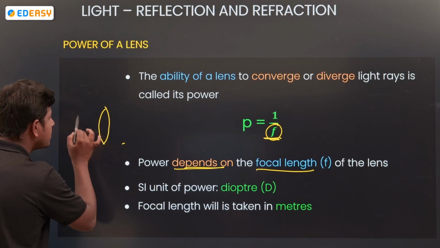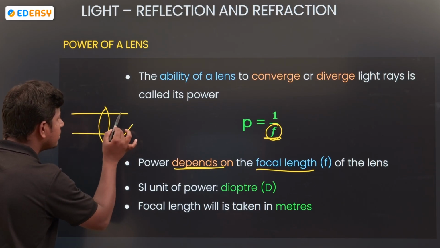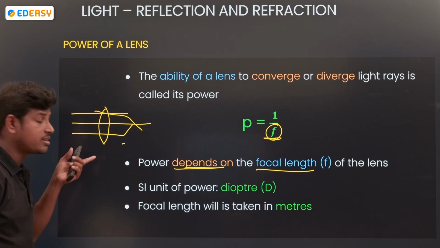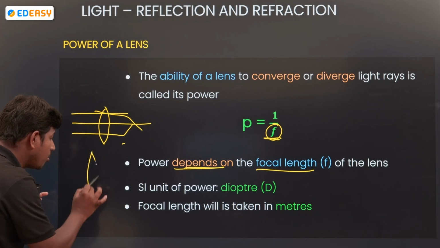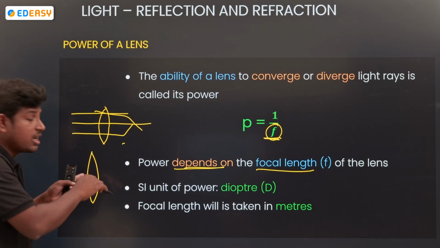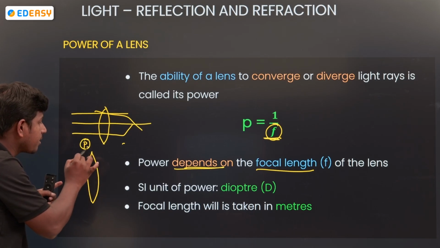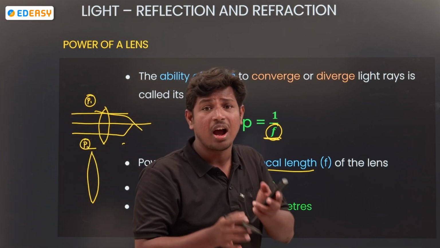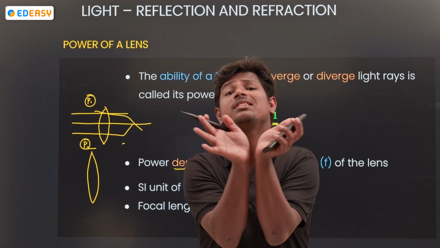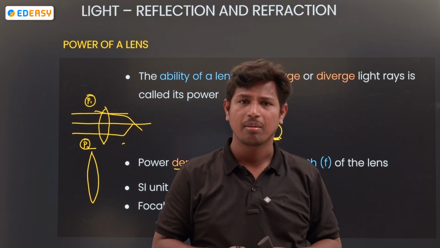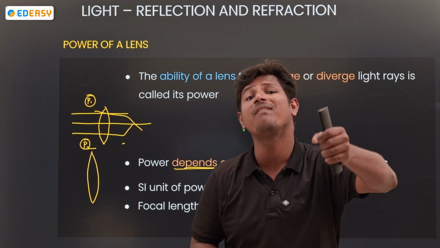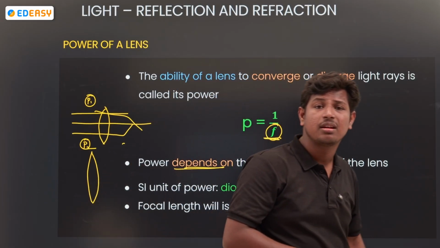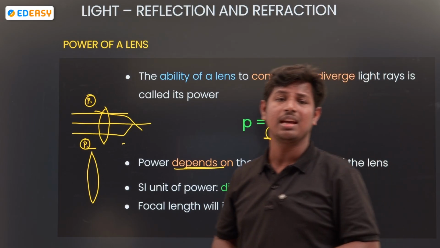If I'm taking a convex lens, how many light rays are combined by it? If I take another one, it will be different. So this has one power. How can you calculate that power? How is it combining or diverging? Based on that we calculate the power. Especially, the power depends on the focal length of the lens.